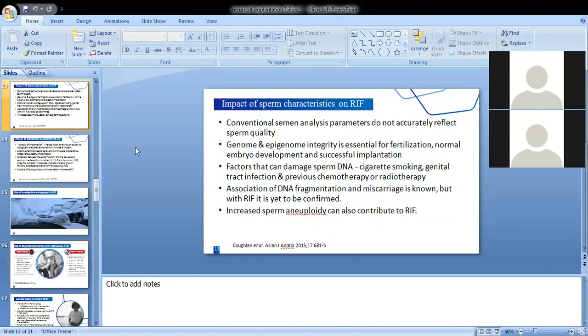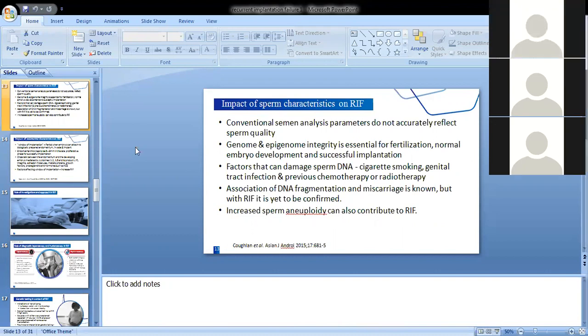Now coming to the impact of sperm characteristics on recurrent implantation failure. Conventional semen analysis parameters do not accurately reflect sperm quality. Genome and epigenome integrity is essential for fertilization, normal embryo development, and successful implantation. Factors that can damage sperm DNA, such as cigarette smoking, genital tract infection, previous chemotherapy or radiotherapy, can lead to poor quality sperm, eventually poor quality embryo, and recurrent implantation failure.